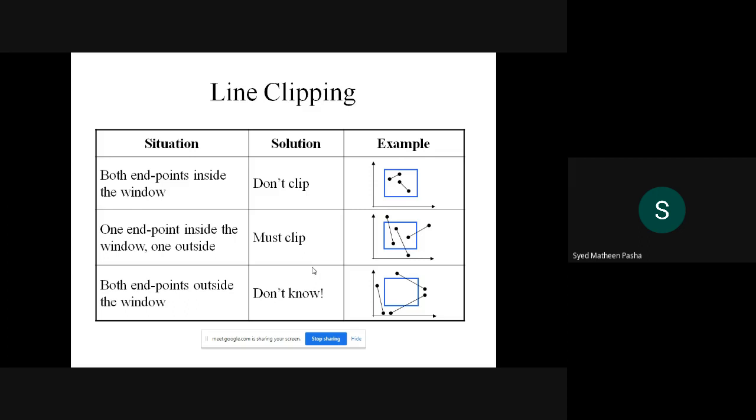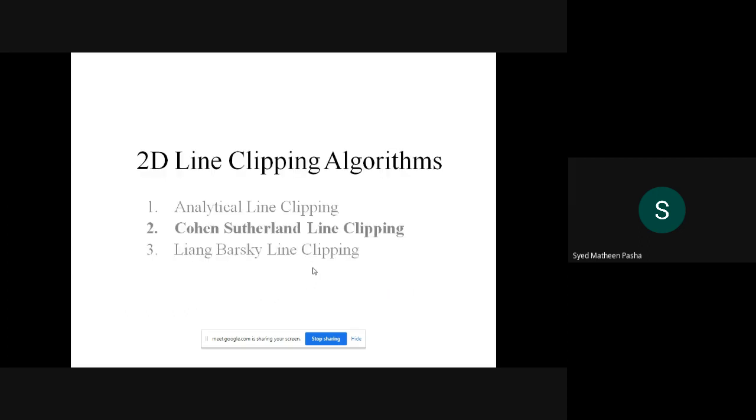That is the Cohen-Sutherland line clipping algorithm. So we'll check out what the Cohen-Sutherland line clipping algorithm is. Basically, we have three different 2D line clipping algorithms. When I was studying, all three algorithms were usually included in the syllabus, that is analytical line clipping, Cohen-Sutherland, and Liang-Barsky line clipping. All three were very important in this module, but as the new syllabus was framed, only one algorithm is included in your syllabus, that is the Cohen-Sutherland line clipping algorithm.